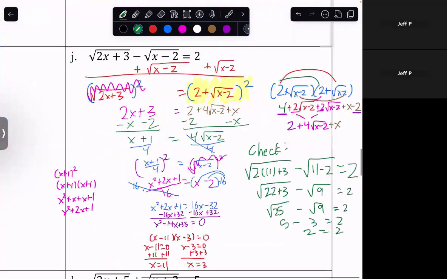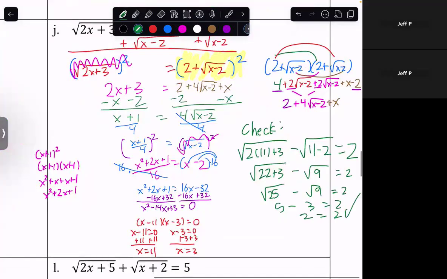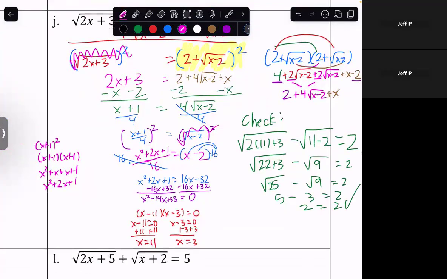You could square both sides away, Emily, but I'll show you the correct way to do it. But let me finish up the check first.